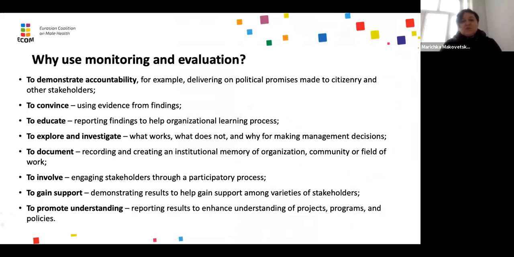Why do we use monitoring and evaluation in this case and in the case of advocacy itself? First of all, to demonstrate accountability. For example, delivering on the political promises made to the citizens or any other stakeholders or to the patients. For example, the Minister of Health may say that we will give you free treatment. Okay, you promised us, so please give us. So that's how we demonstrate the accountability of the government.